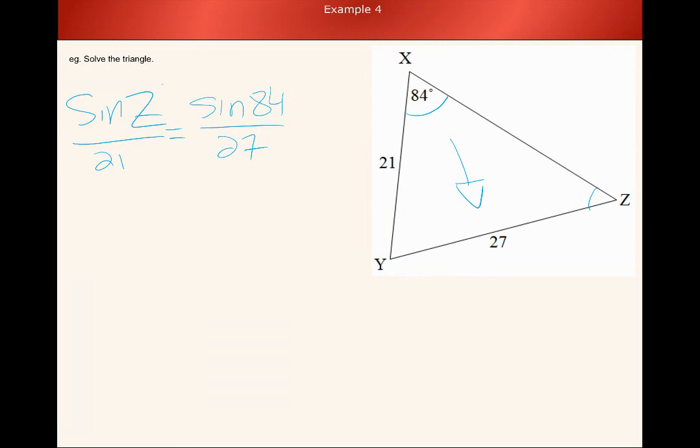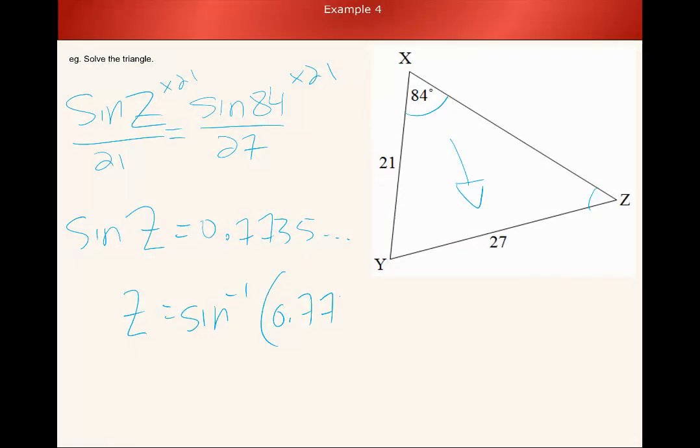You're going to multiply both sides by 21. You're going to end up with sine Z equals sine 84 times 21 divided by 27. It gives me 0.7735 and some other stuff. I've got that number in my calculator. I'm going to do that shift sine. And I'm going to find that angle Z is equal to 51 degrees. It was actually 50 point something, but I rounded that up to the nearest degree, 51.